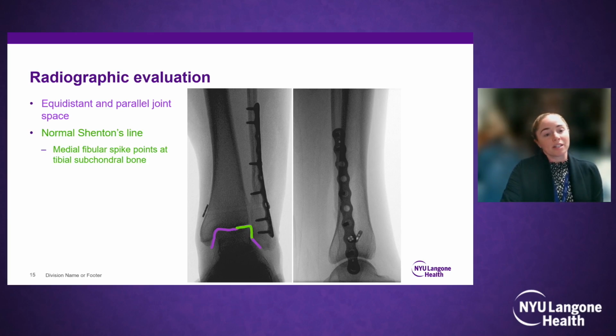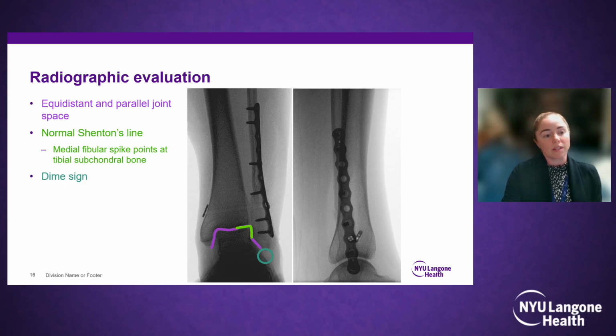Secondly, you want to look at Shenton's line. So Shenton's line is on the lateral border of the talus, and it's a line drawn from the plafond around the corner of the fibula, and there's a little medial fibular spike which should point directly at the tibial subchondral bone. This helps to ensure that your length is correct, and if you have a broken Shenton's line, that might mean that your syndesmosis is malreduced or your fibula is too short.